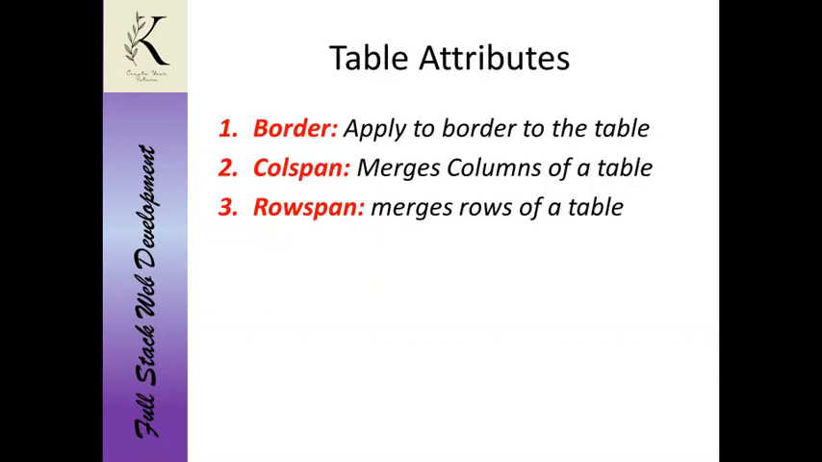Now a table supports different types of attributes like border, colspan, and rowspan. Border means some outline will be there for each cell of the table. And what is colspan? Sometimes you need to merge two consecutive columns to create a customized table. And also sometimes you need to merge rows. So in that respect, colspan and rowspan will help us to merge columns and rows respectively.